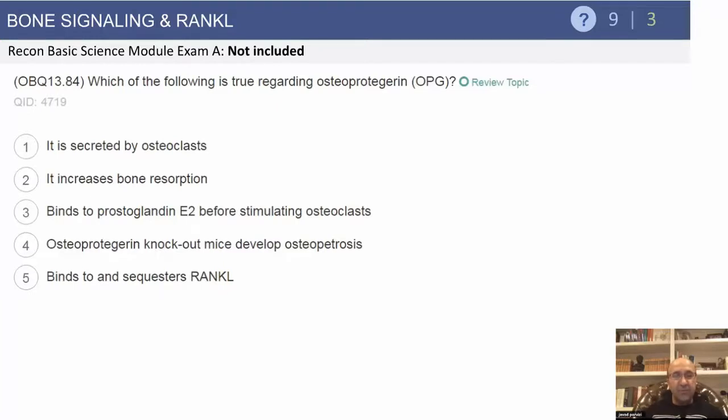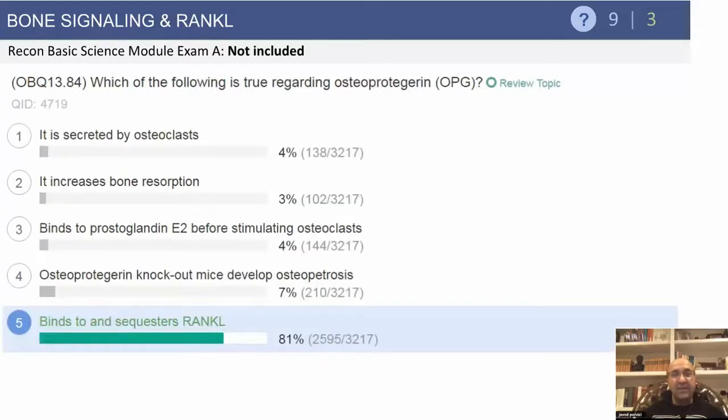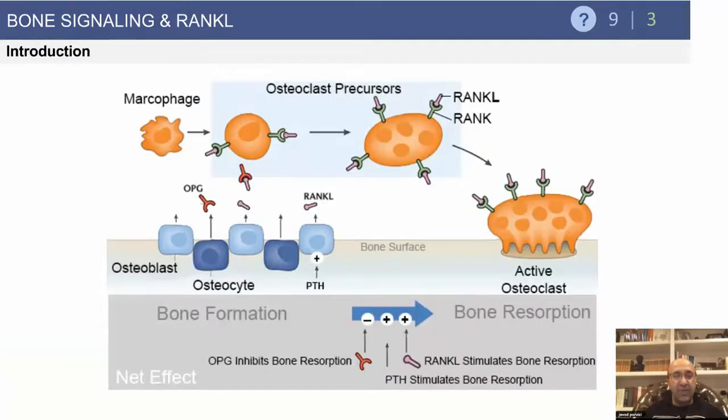Which of the following is true regarding osteoprotegerin or OPG? OPG, RANK ligand, obviously BMPs, the function of osteoblasts and osteoclasts. These are all very commonly asked in the exam. And basically, OPG is the antagonist to RANK ligand and prevents the function of osteoclasts.